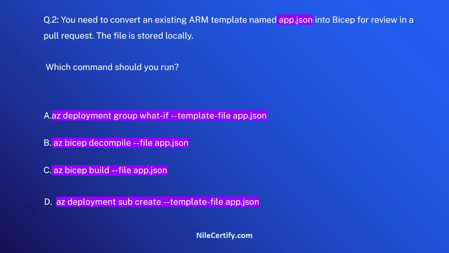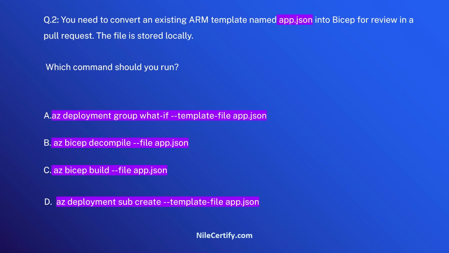Option C, az bicep build, and build goes in the other direction. It takes a Bicep file and compiles it into an ARM JSON template, and here you start from JSON, not Bicep. So build is the wrong tool, and the input extension does not match the expected source. So this is a wrong answer.